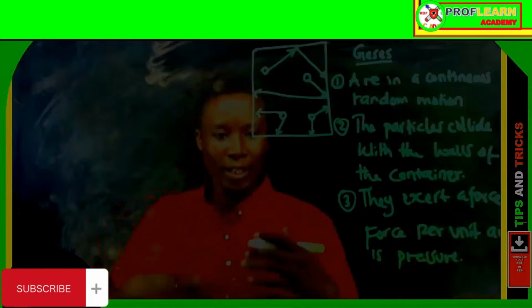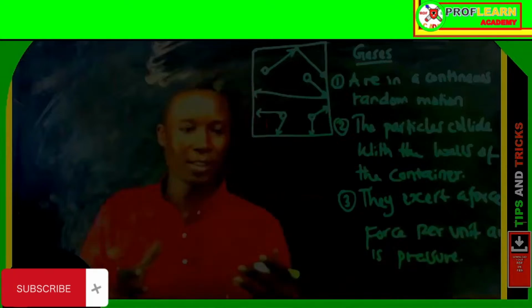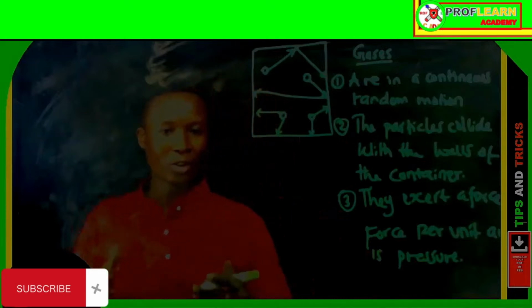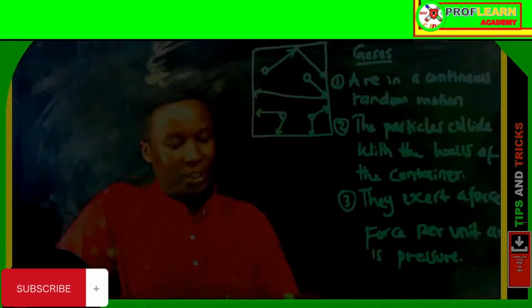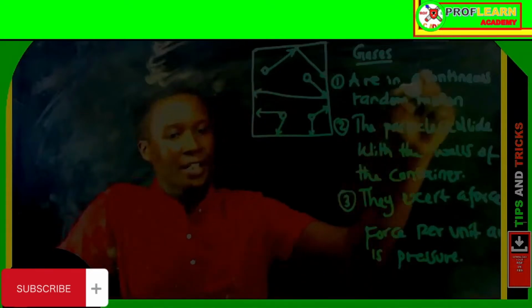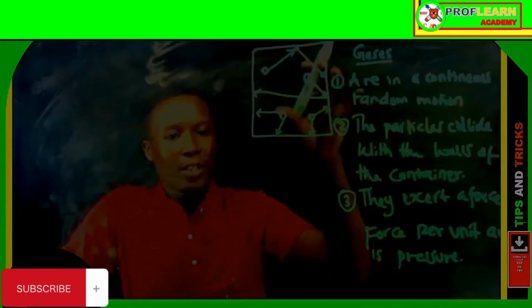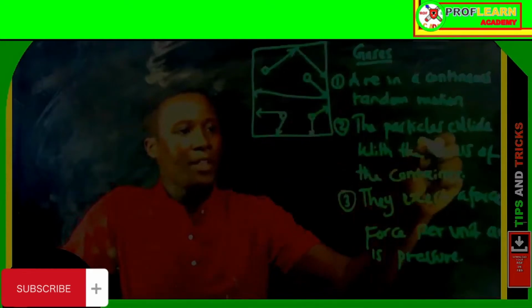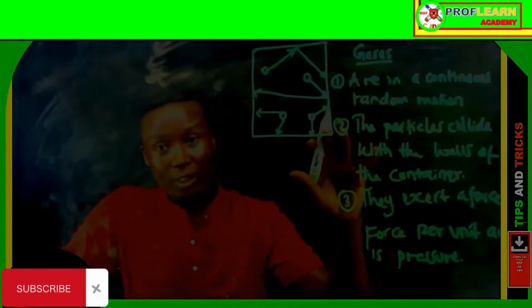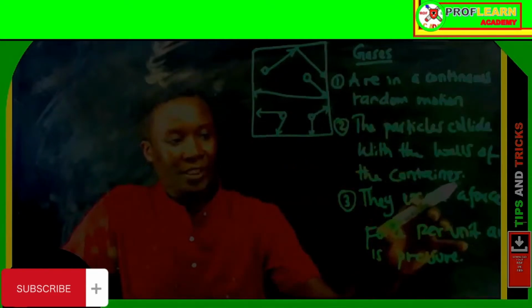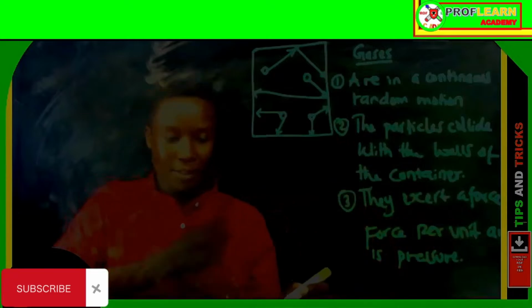Now, if you are asked to state how gases exert pressure in an enclosed container, one of the points that you need to note is that they are in continuous random motion. As they move within the enclosed container, they collide with the walls of the container. As they collide, they exert a force, and the force per unit area is pressure.